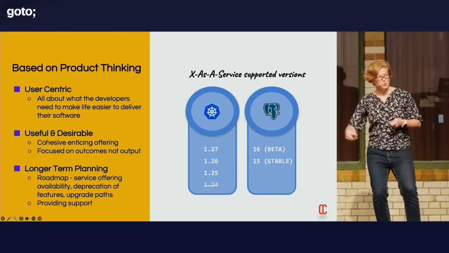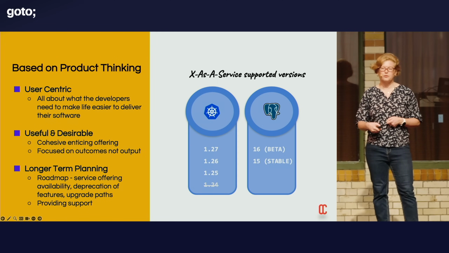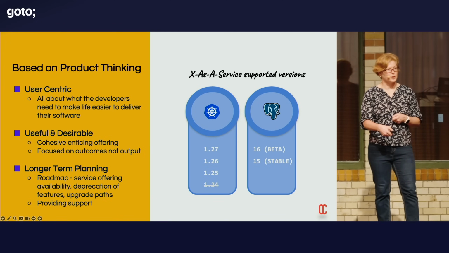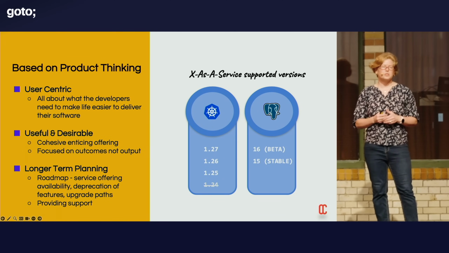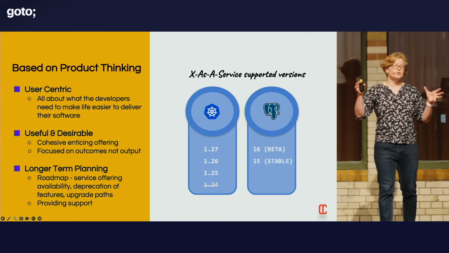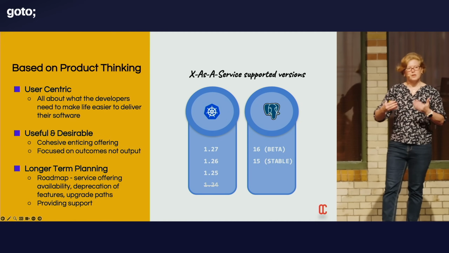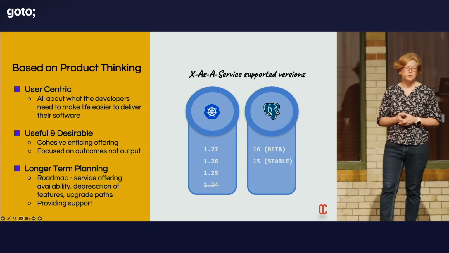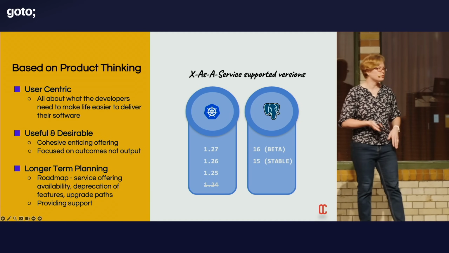Am I able to pull the sort of version out from underneath developers and slot another one in? People need to understand what this looks like, and that means you need to have a long-term plan with roadmaps so that people can consume and use things appropriately. And that includes providing support.